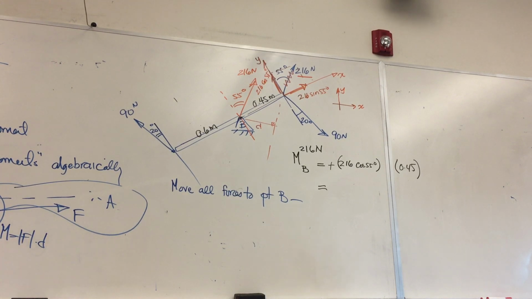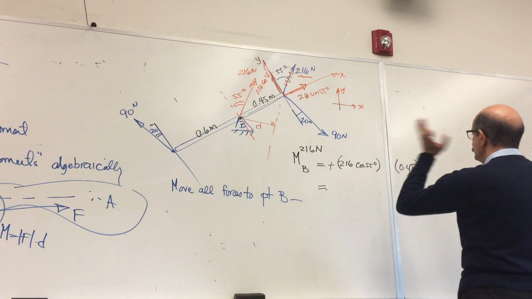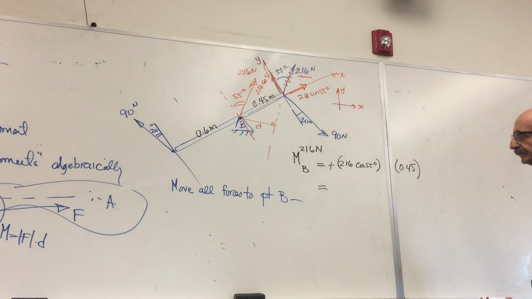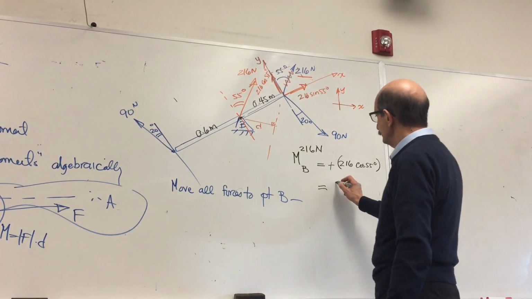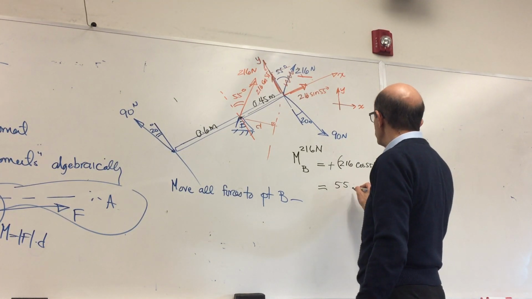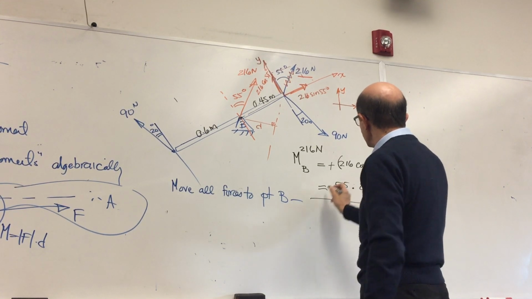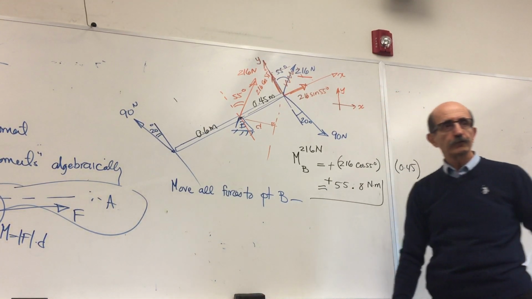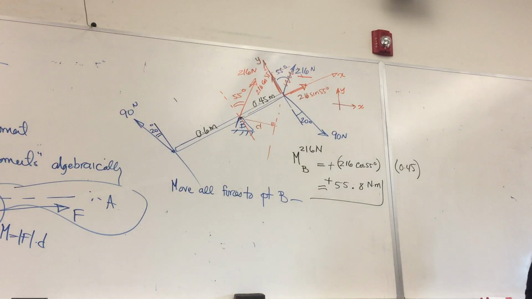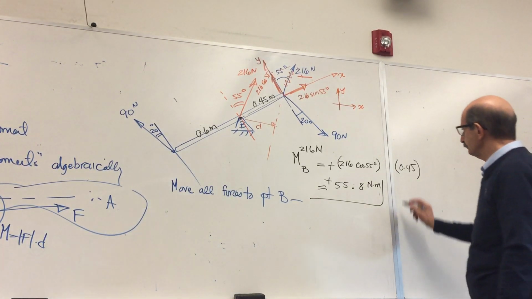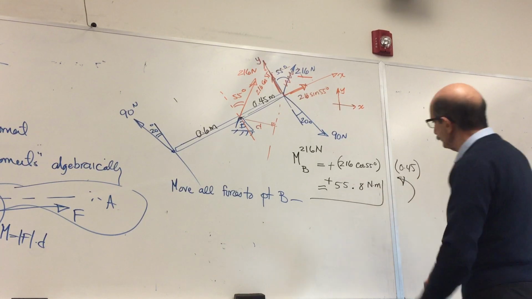Cosine 55 times 216 times 0.45. That's 55.75. How about if I say 55.8 Newton meter? Wait, what did you get? 55.75, that's what I got. Okay. And it is in this direction.